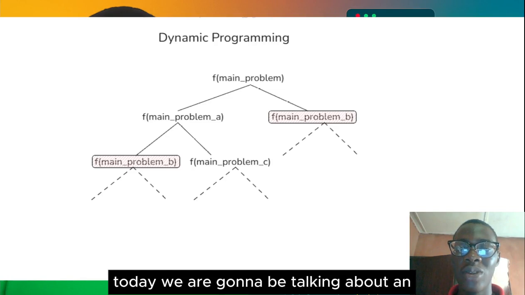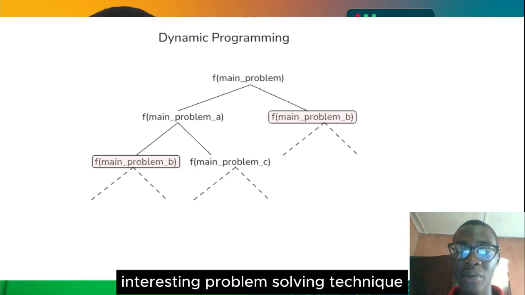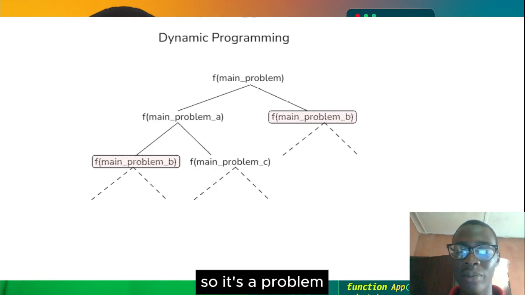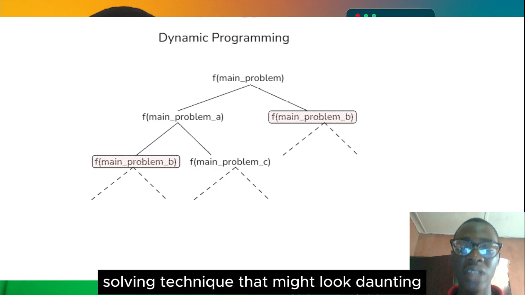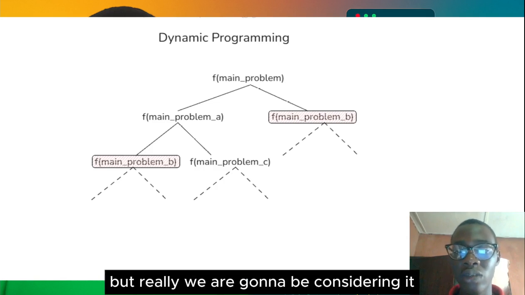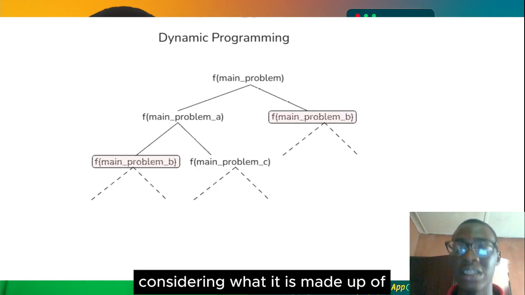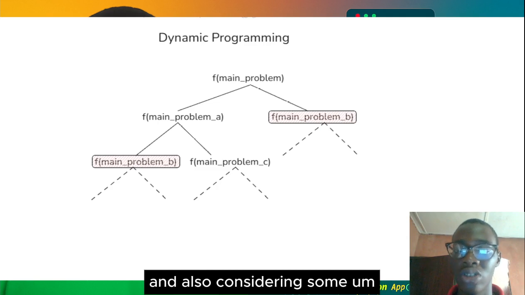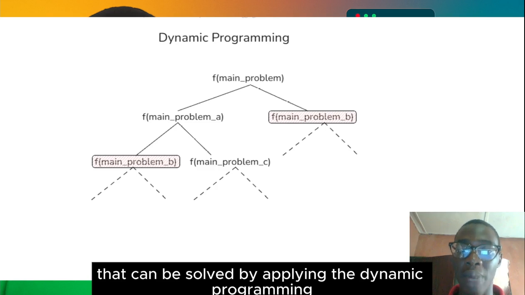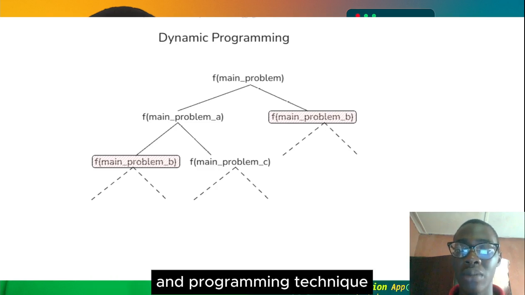Today we are gonna be talking about an interesting problem solving technique. It's dynamic programming. It's a problem solving technique that might look daunting at first, it might look complex in the eyes, but really we are gonna be breaking it down, considering what it is made up of, and also considering some commonly asked tech interview questions that can be solved by applying the dynamic programming technique.